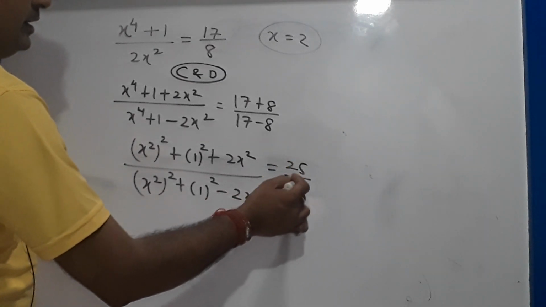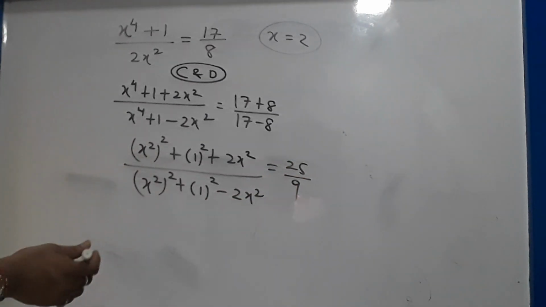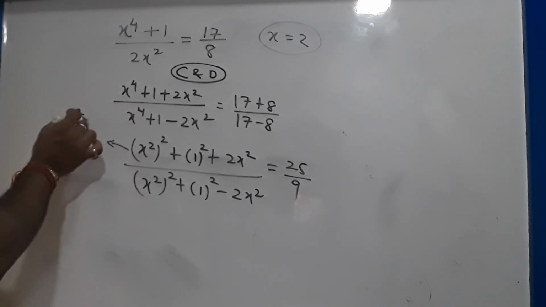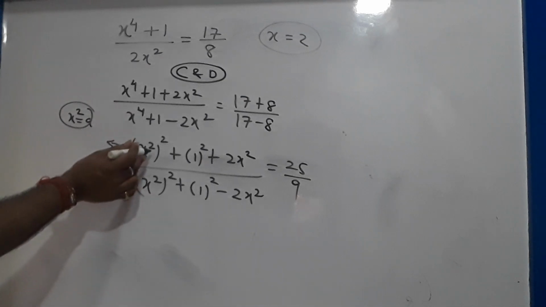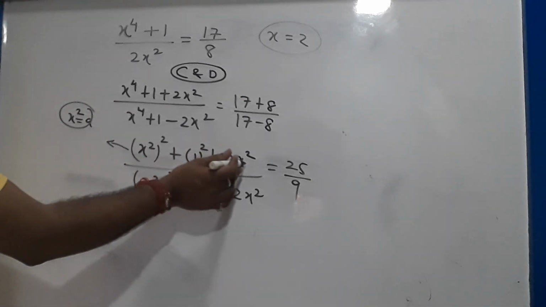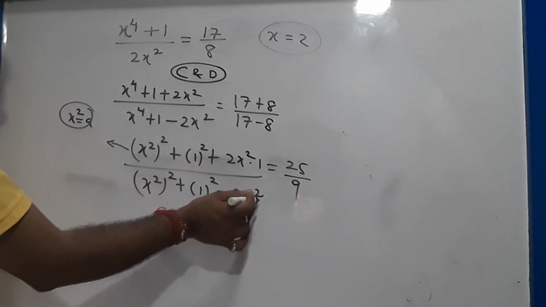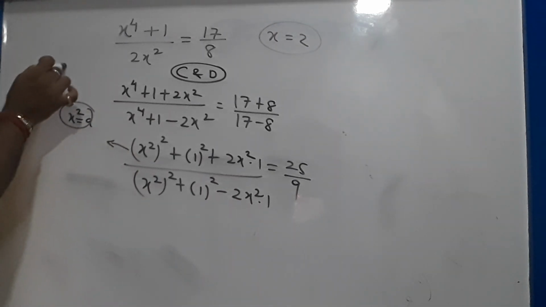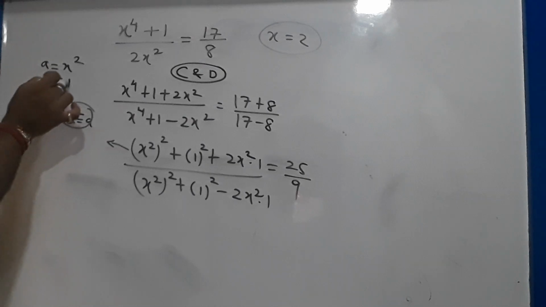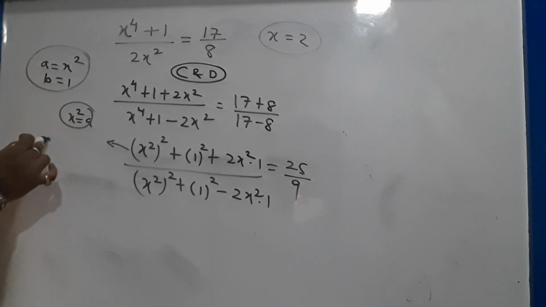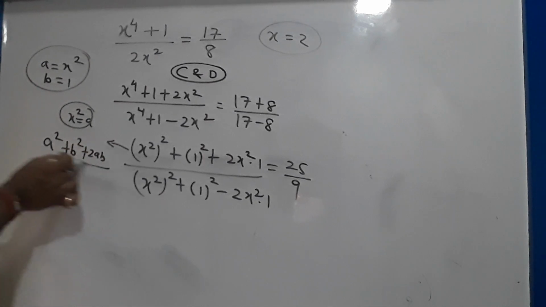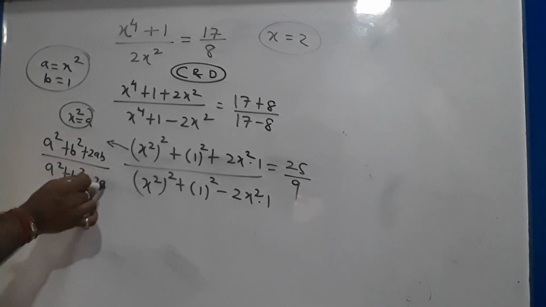25 upon 17 minus 8, 9. Now if you take x square as a, then this becomes a square plus b square plus 2ab. 2x square into 1 I can write. If you take a as x square and b as 1, this becomes a square plus b square plus 2ab. Denominator: a square plus b square minus 2ab.